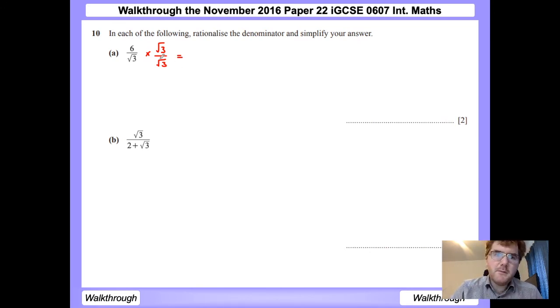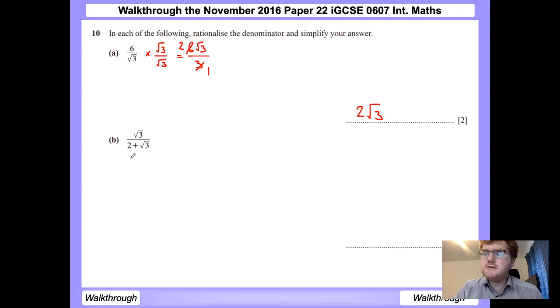Multiplying fractions, we multiply the top together. So 6 times root 3, that's going to be 6 root 3. And then root 3 times root 3 is equal to 3. But we're not finished. We still need to cancel the numbers here. So how many 3's go into 3? Well, that's 1. How many 3's go into 6? That's 2. So our final answer is 2 root 3. Biggest mistake that's made is not doing that simplifying and making sure you get that second mark. That's very, very important.